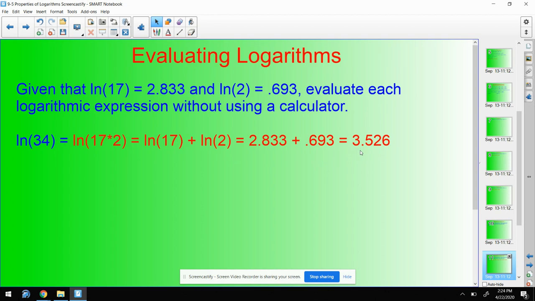So whenever they give you natural logs, if we know other natural logs, we can expand, break it down into simpler natural logs or logarithms, and evaluate based on information we already know. Now we're going to use these properties when we eventually move on to solving with logarithms and natural logs.